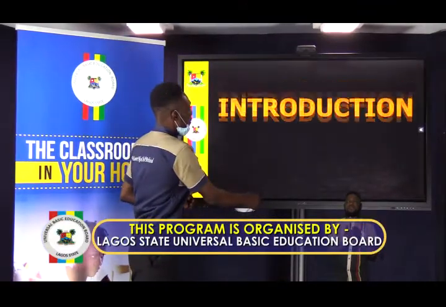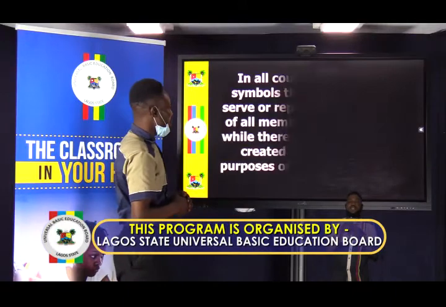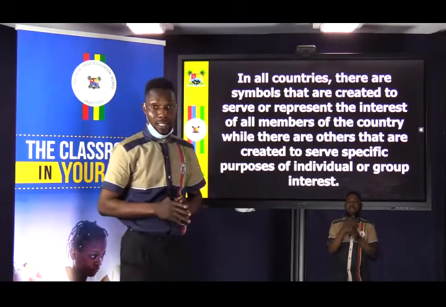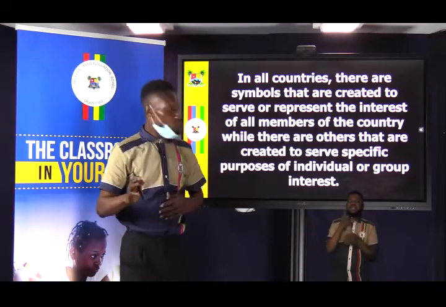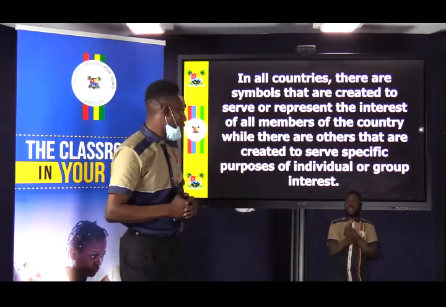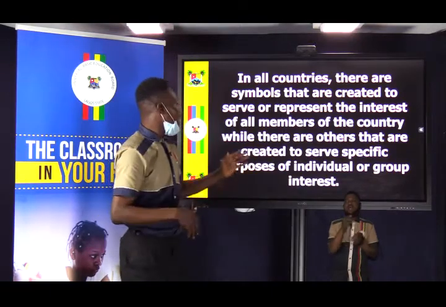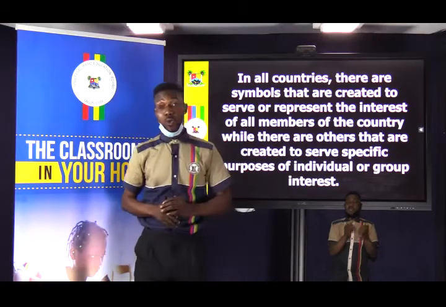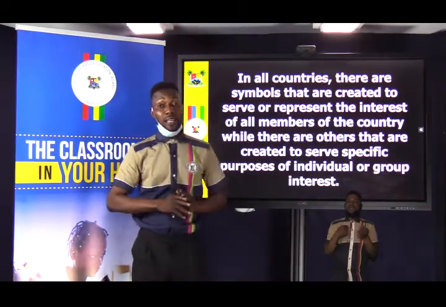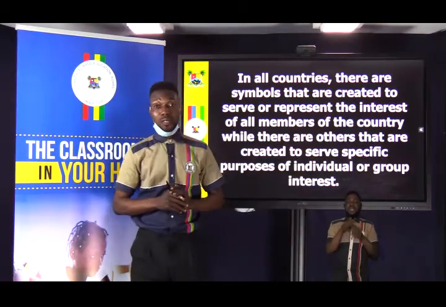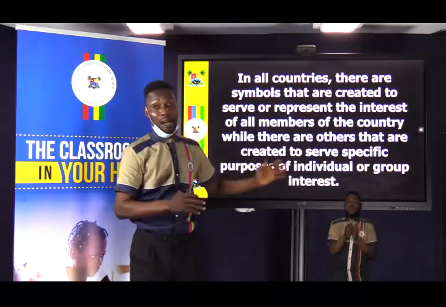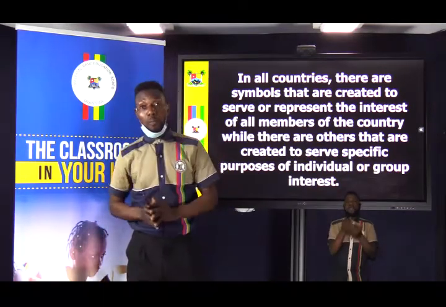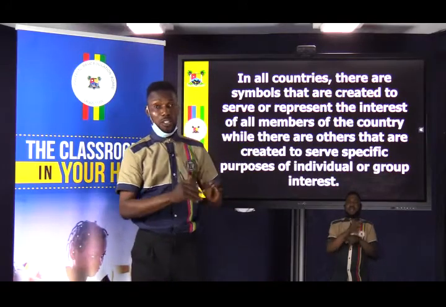So let's start. When we talked about national consciousness, in all countries, there are symbols that are created to serve or represent the interests of all members of the country, while there are others that are created to serve specific purposes of individual or group interest. What we are saying here is that we have national symbols and we have some symbols that are created maybe for a company, maybe for a group of people. That one is quite different from national symbols.